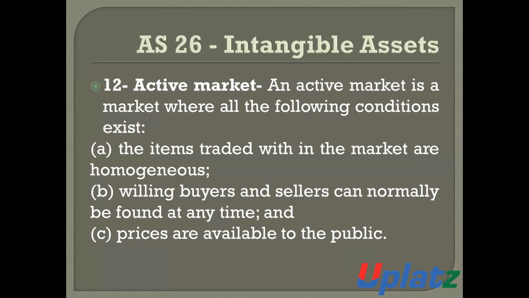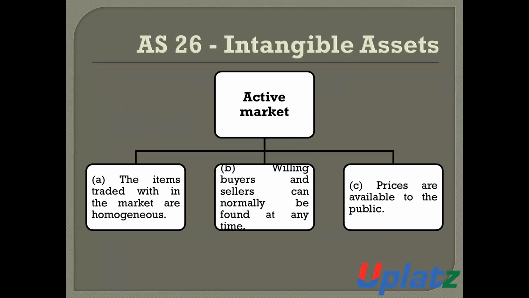Number two, willing buyers and willing sellers can normally be found at any time. And number three, prices are available to the public. If these conditions are satisfied, then such a market is known as an active market.